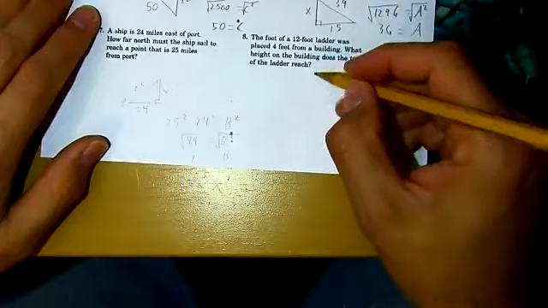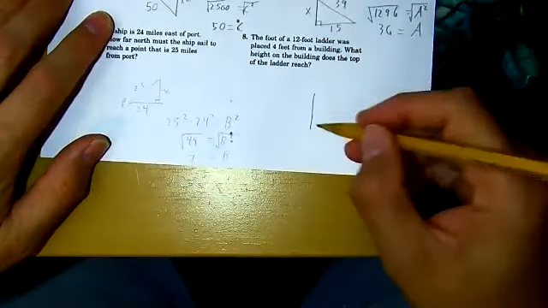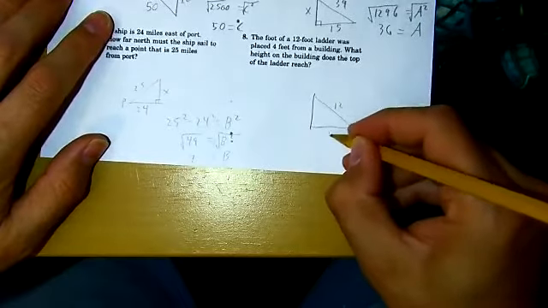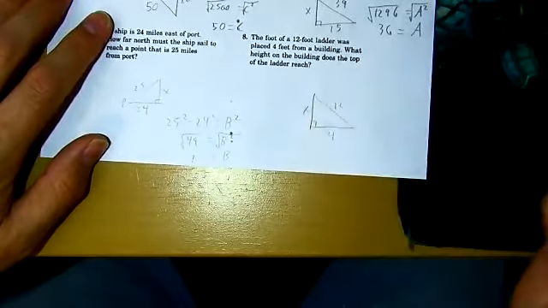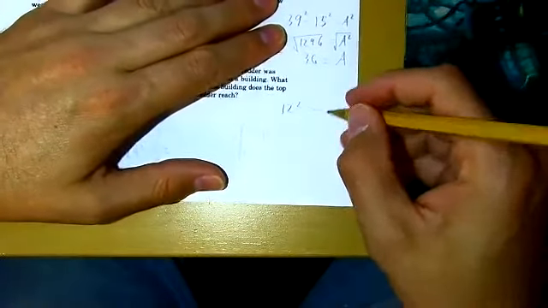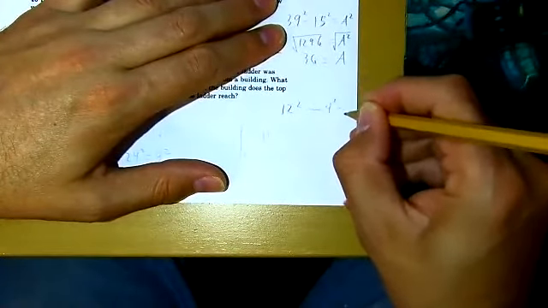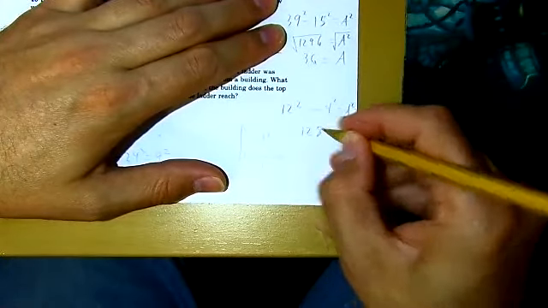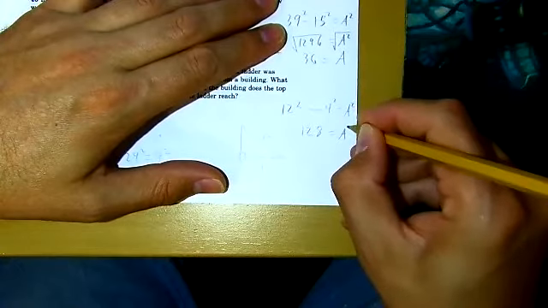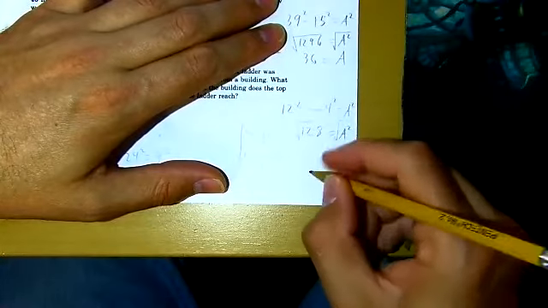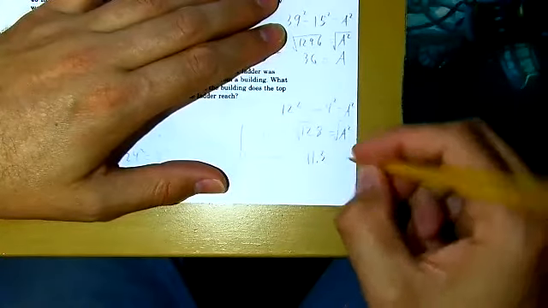The last one, you have a building again, a ladder. The ladder is 12 foot. It's placed 4 foot away from the building, so you need this. So it's going to be 12 squared minus 4 squared equals a squared. You get 128. And then the square root of 128 is 11.3. And I think I rounded that one too.